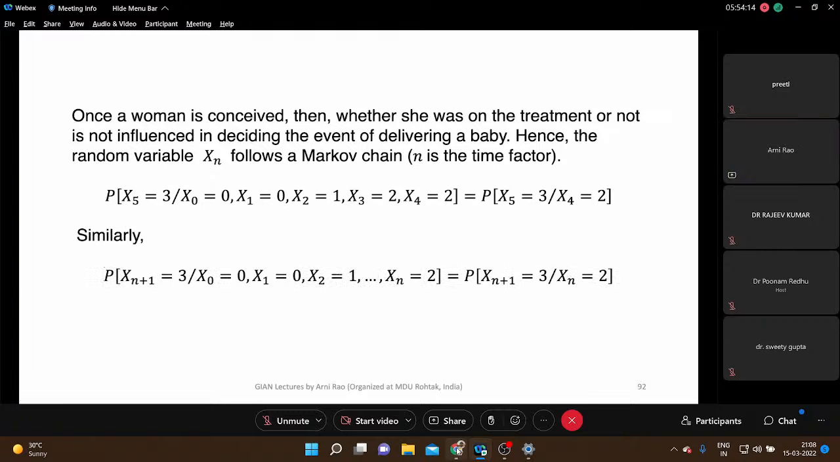Similarly, in general, instead of 1, 2, 3, 4, 5, we can write it as X0, X1, X2, up to Xn equal to 2, Xn plus 1 equal to 3, the various steps, so the probability of Xn plus 1 equal to 3 given Xn equal to 2. This is the generalized statement. Okay, that's how we compute various probabilities.